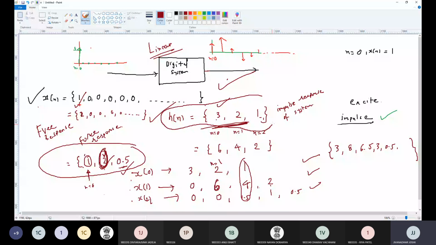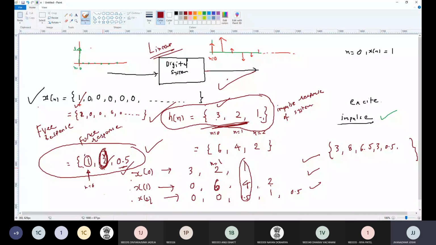Agar main impulse ke liye janta hu ki kya output aayega, तो मैं बाकी कोई भी टाइप के इनपुट के लिए, चाहे साइन वेव हो इनपुट में, चाहे ट्रायंगुलर हो, चाहे ऐसा कुछ रैंडम सिग्नल हो, कोई भी टाइप का सिग्नल मुझे दे दिया जाएगा, then I will be able to predict the output of the system by this way. So this gives us a hint about the final equation to find out the system's response.